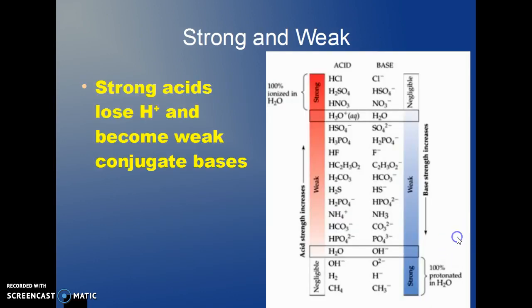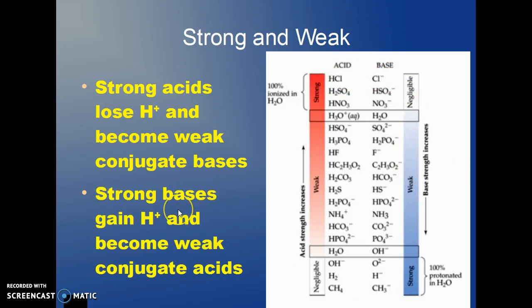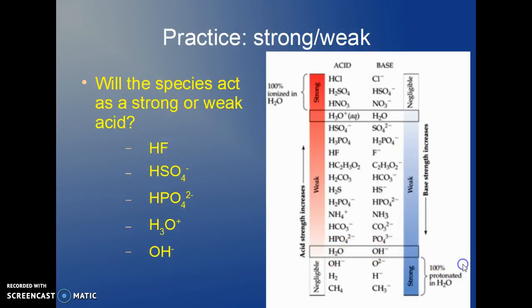Strong and weak. Strong acids lose hydrogen ions and become weak conjugate bases. Hydrochloric, a strong acid, becomes the weak chloride ion base. Strong bases, down here, gain hydrogen ions, here's hydroxide, and become weak conjugate acids. So, looking at the table and looking at these formulas, will these species act as a strong or weak acid? Turn off the video and then come back when you've solved the problem and check your answers.